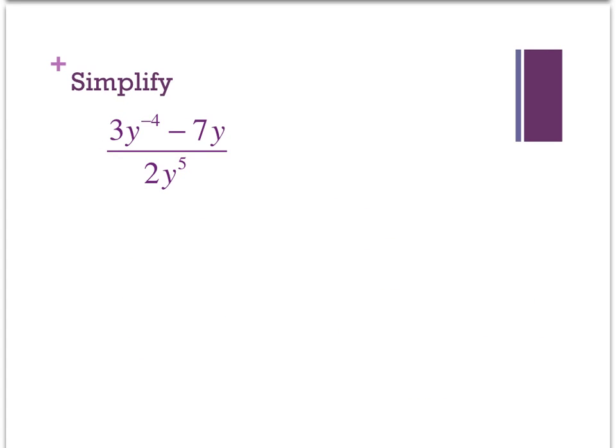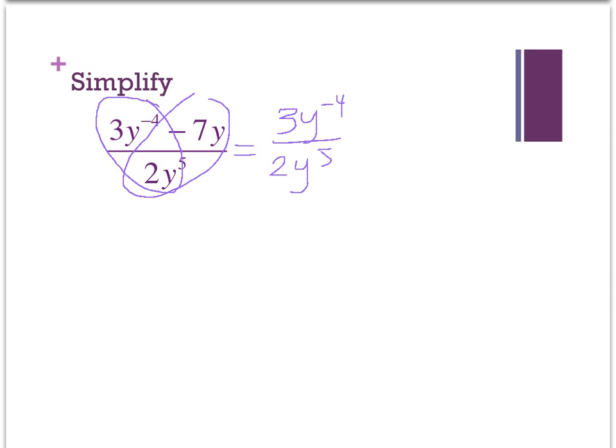This next example looks a lot like the last one, but in this case the only red flag, the only thing we're really worried about is the y to the negative fourth. Last time we had a negative exponent on the bottom as well. What we can do with this is actually rewrite this as two separate fractions. So this is the same as 3y to the negative fourth over 2y to the fifth minus 7y over 2y to the fifth. We can treat these two terms separately using our laws of exponents from the first video and go from there.